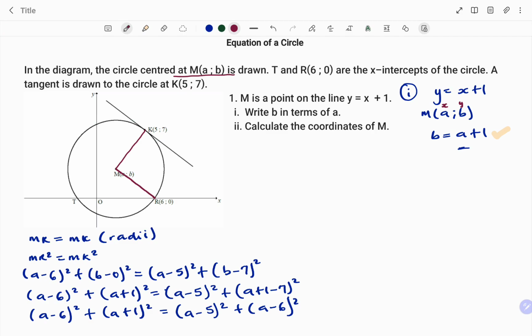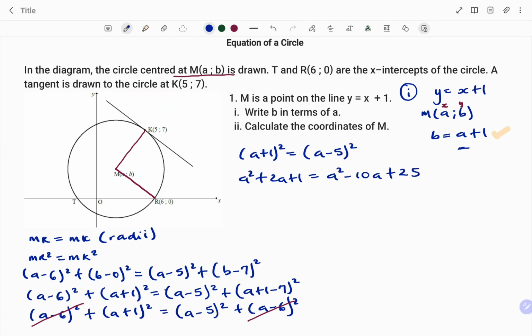Simplifying further, I can take out (a minus 6) all squared from both sides, so this goes off. I'm left with, on my left hand side, (a plus 1) all squared equals (a minus 5) all squared. So expanding our brackets, we have a squared plus 2a plus 1 on the left hand side, and on the right hand side we have a squared minus 10a plus 25.